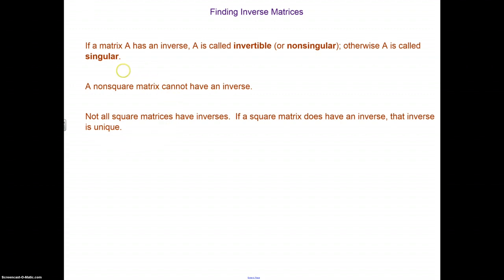Okay, so a couple things. A matrix that has an inverse is called invertible. So if we can take an inverse of a matrix, we say that matrix is invertible. You can only invert a square matrix. If it's any other dimensions, where the number of rows is not equal to the number of columns, you cannot have an inverse. Not every square matrix has an inverse, but if it does, that inverse is unique.